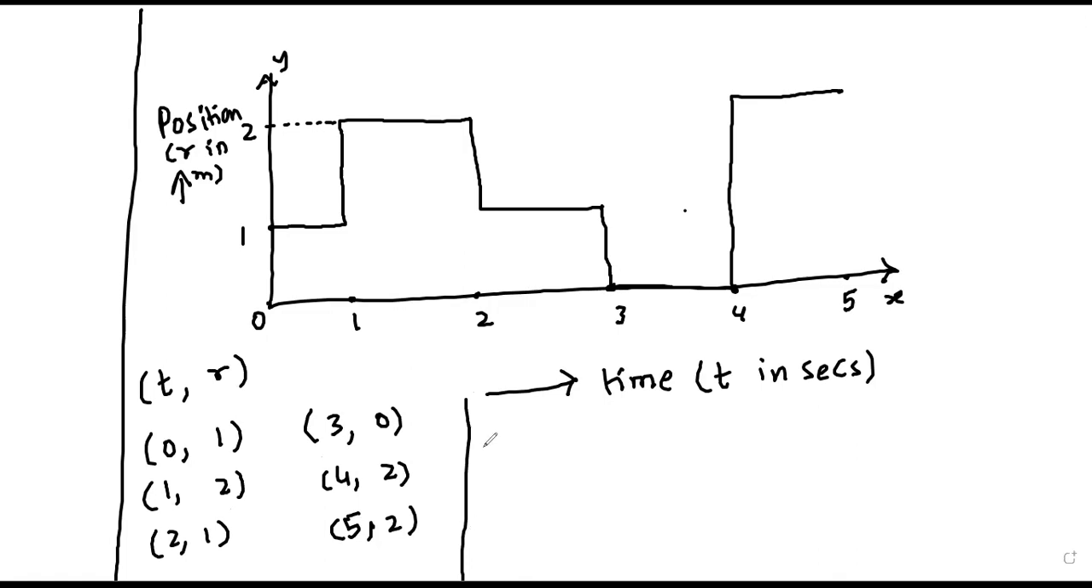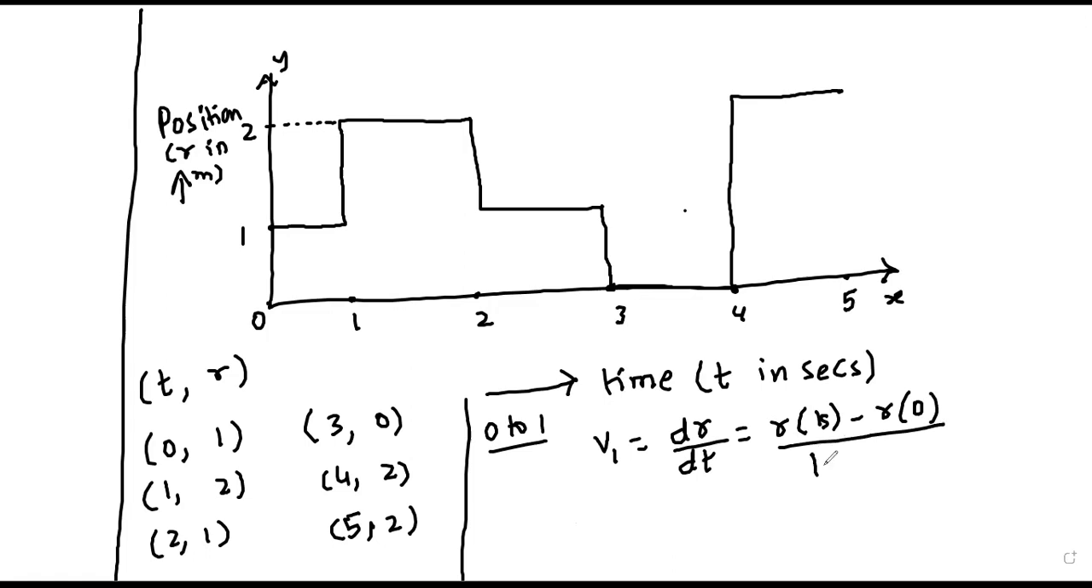Firstly, I am finding the velocity in the interval 0 to 1 second. I'll call it v1 equal to dr by dt, that is position at 1 second minus position at 0 second by t2 minus t1. So v1 equals position at 1 second, that is 2, minus position at 0 second, that is 1, by 1 minus 0. That is 1 by 1, that is 1 meter per second.